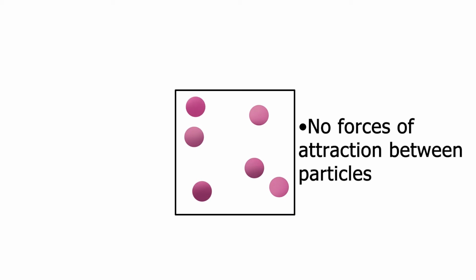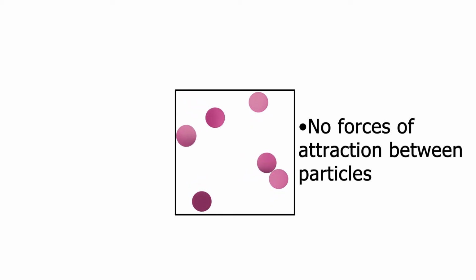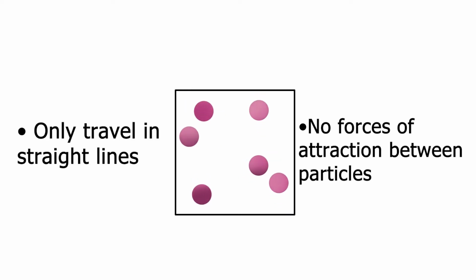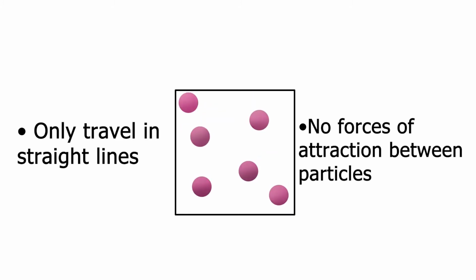In gases, there are no forces of attraction between the particles. This means that they are free to move. But gas particles aren't allowed to move however they wish. They can only travel in straight lines. The only time when they interact with each other is when they collide with each other.